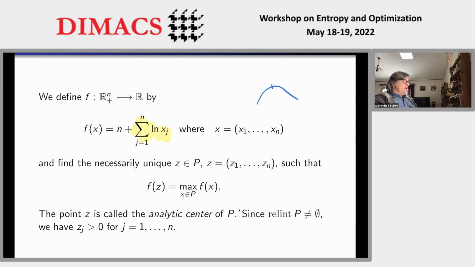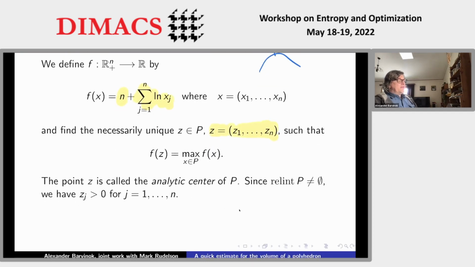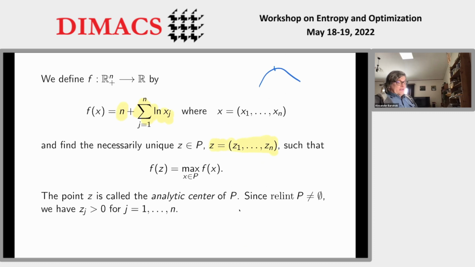The reason I put n here is because then this function begins to look like entropy, and that's the topic of the conference, and that's how it appears. So it's an entropy, and I'm going to talk about it. But for the moment, just to introduce the formula, we maximize this function on the polyhedron, so the maximum is attained at a single point. And curiously, it has a name: I think it's called the analytic center of the polyhedron, and it's at the source of the interior points method.